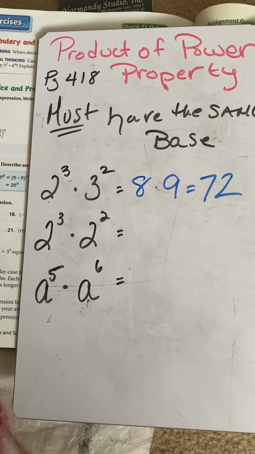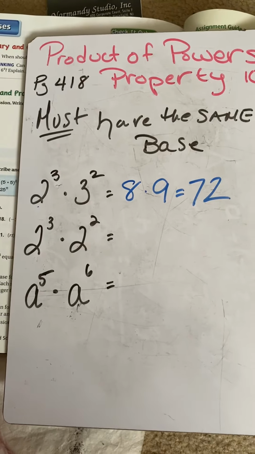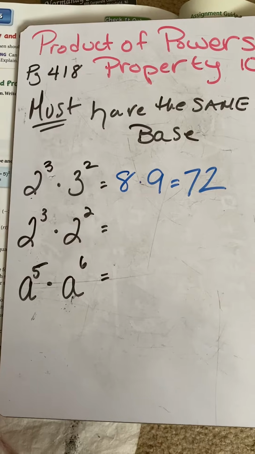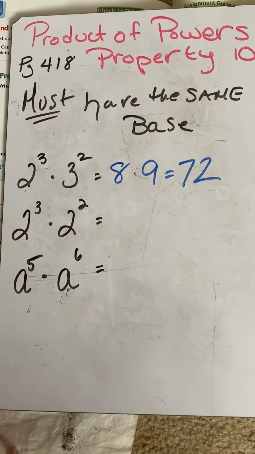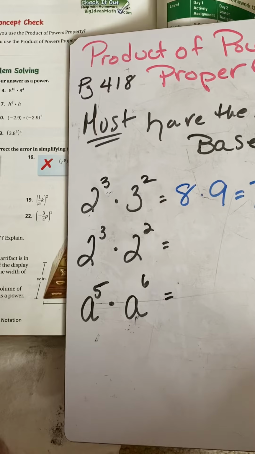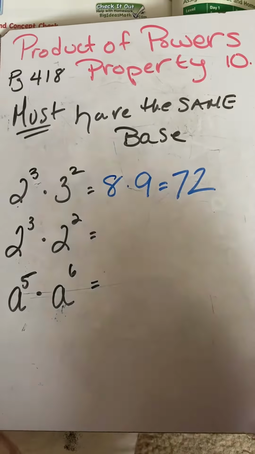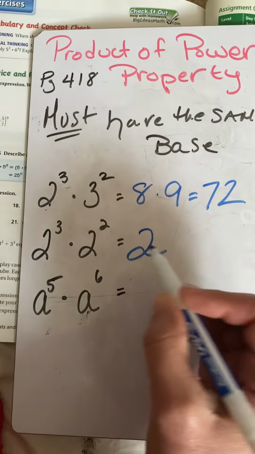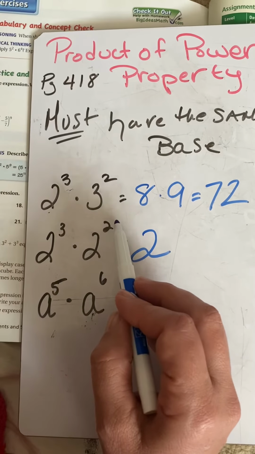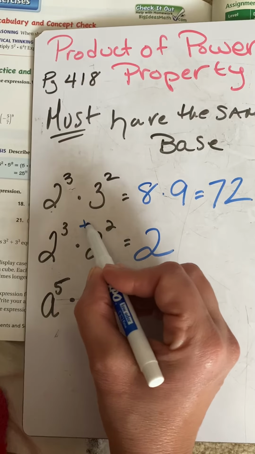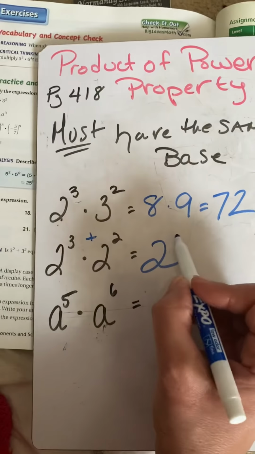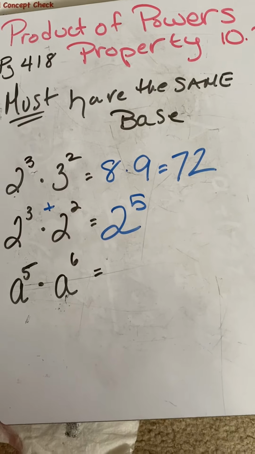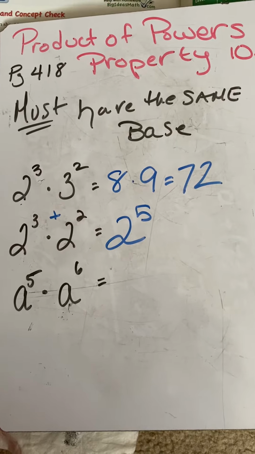Most of the problems are going to have the same base, but if you see any with a different base, you can only simplify. Okay, so the first one we have is 2 to the third times 2 to the second. Now, in your assignment, it's going to say simplify the expression, write your answer as a power. Okay, so if it says to write your answer as a power, you add the exponents. So what I'm going to do is add 3 plus 2, which is 5. Leave your answer like that. If it says to leave your answer as a power, that's the way you're going to write your answer.